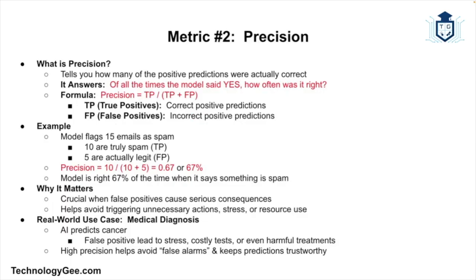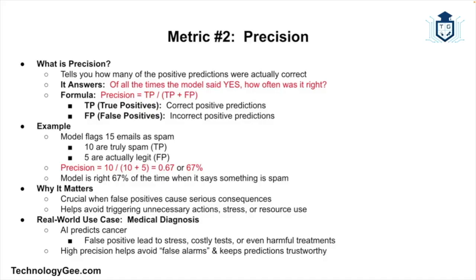All right, our next metric is precision. So precision, this tells you how many of the positive predictions were actually correct. And as you can see, there's the formula on your screen right there. And basically what this formula is saying is that of all the times the model said that this is spam, how often was it right? So here's an example to help drive it home.